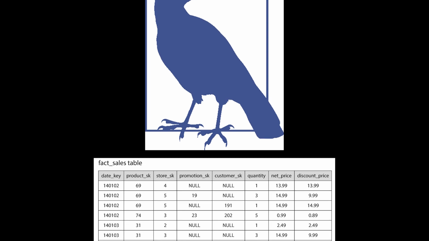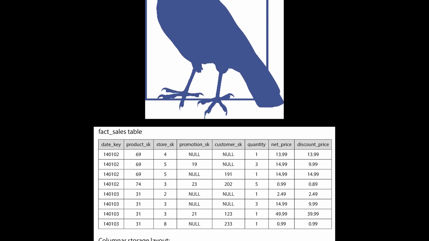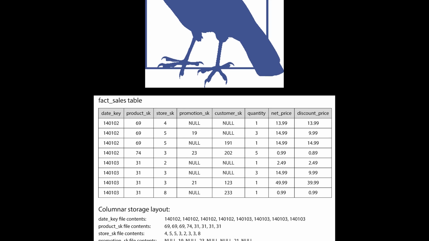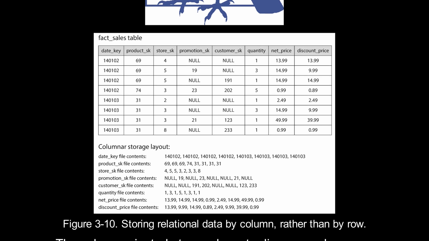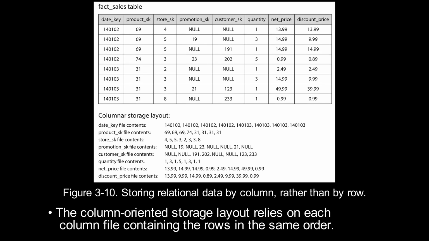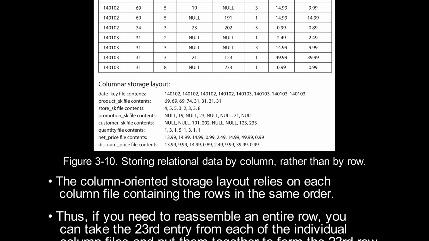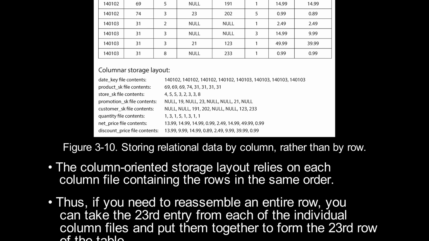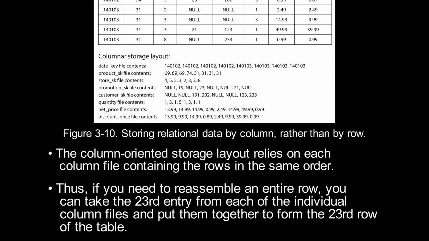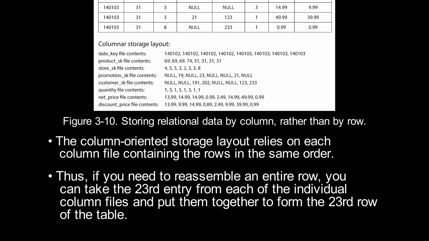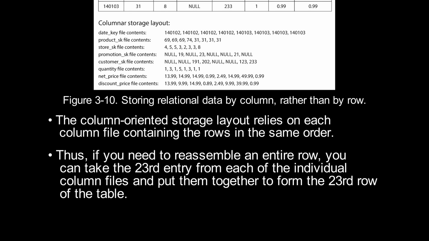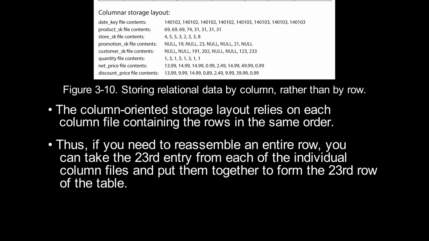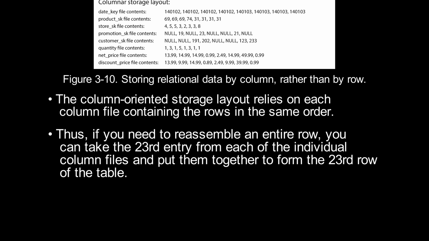For example, Parquet is a columnar storage format that supports a document data model, based on Google's Dremel. Figure 3-10. Storing relational data by column rather than by row. The column-oriented storage layout relies on each column file containing the rows in the same order. Thus, if you need to reassemble an entire row, you can take the 23rd entry from each of the individual column files and put them together to form the 23rd row of the table.